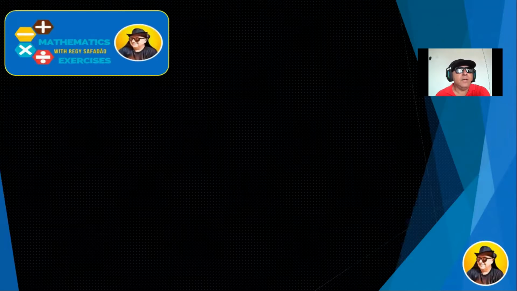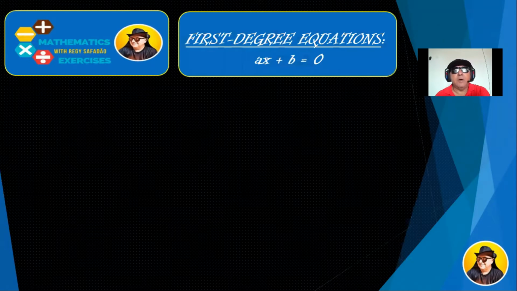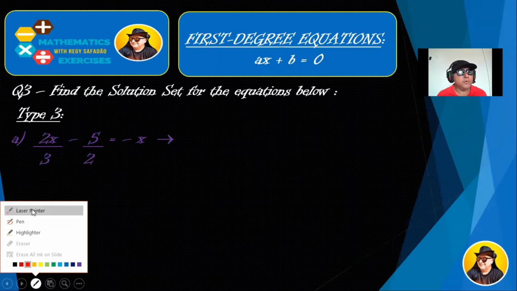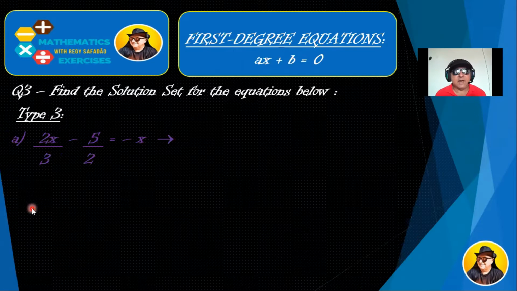Okay, so let's start. Let's do some exercises of first degree equations type 3. Find the solution set for the equations below. Well, I have here question A, and you can see now that different from the first and the second type of equations, I have here fractions: 2x over 3 minus 5 over 2 is minus x.